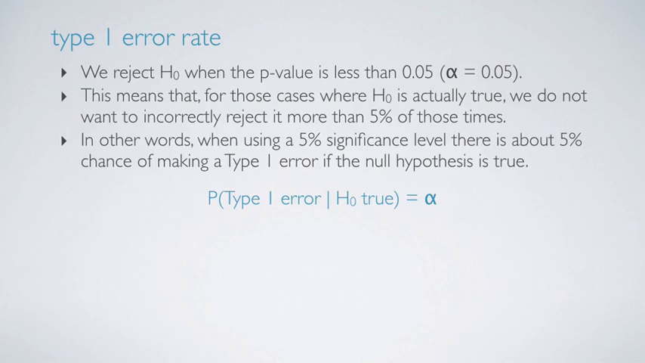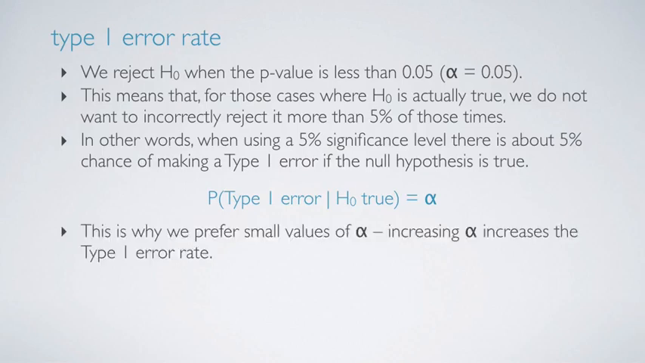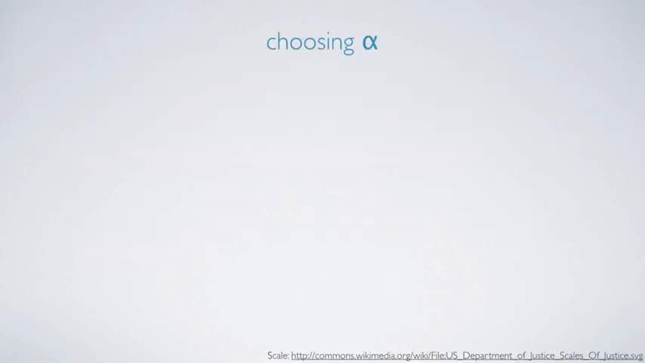We can simplify this to read as the probability of a type 1 error, given that the null hypothesis is true, is simply equal to the significance level that you set forth. This is why we prefer small values of alpha, because if we were to increase alpha, that might sound good because that would allow us to reject our null hypothesis more often, which is usually what we're trying to do. However, we would also be inflating our type 1 error rate. So increasing alpha increases the type 1 error rate, and that's why we like to keep it as small as possible. So how do we choose our alpha?